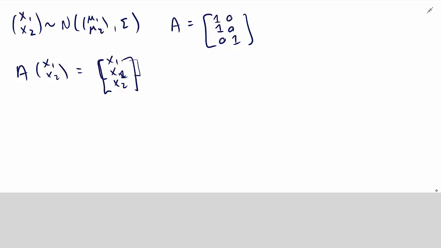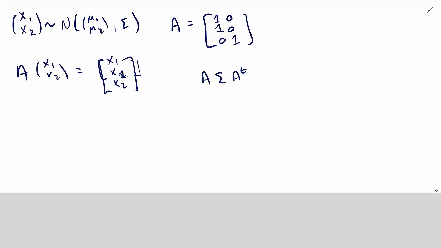Another reason it can't be normal is that the variance matrix, which is A sigma A transpose, is not full rank. So it's actually not invertible. So you couldn't even write out the normal distribution, which, remember, requires the inverse of the variance in that exponent. So what's going on here?